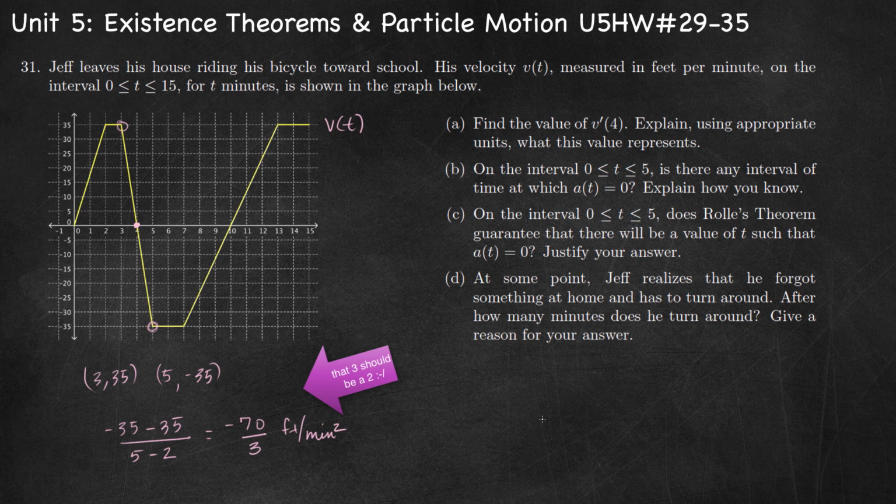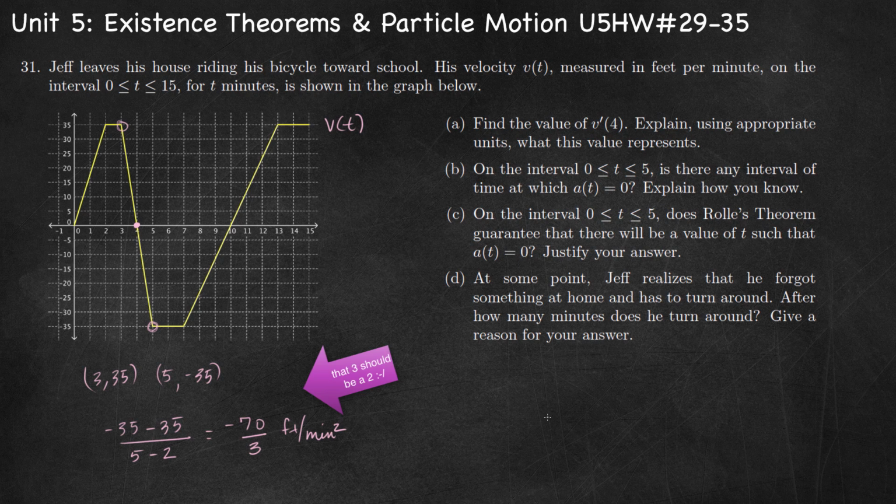Part B, on the interval from 0 to 5, is there any interval of time at which the acceleration must equal 0? So remember that acceleration is the derivative of velocity, and we're looking at the velocity graph. So we're asking, is there anywhere the derivative of this graph must equal 0? Well, that sounds like Rolle's theorem. But we have the graph, so we can just look and see.